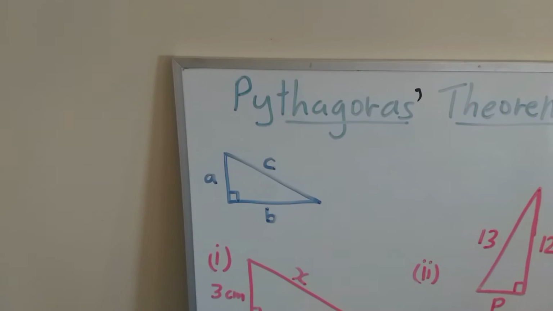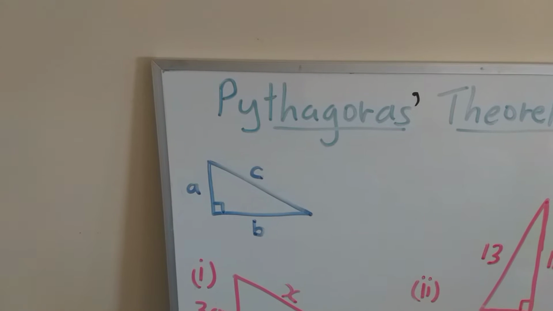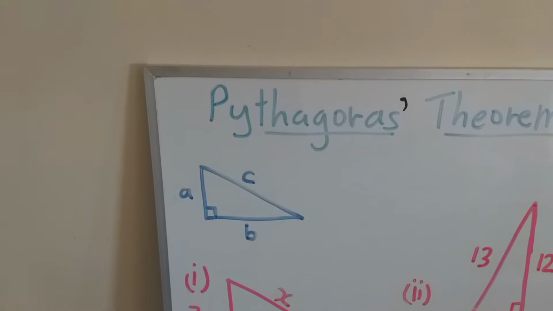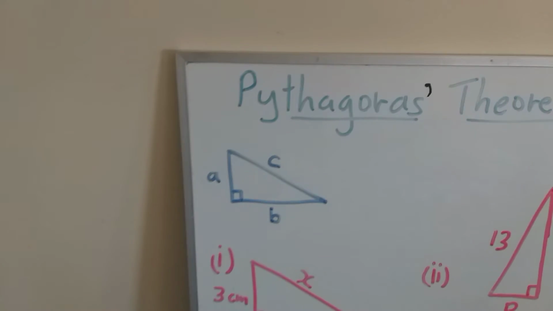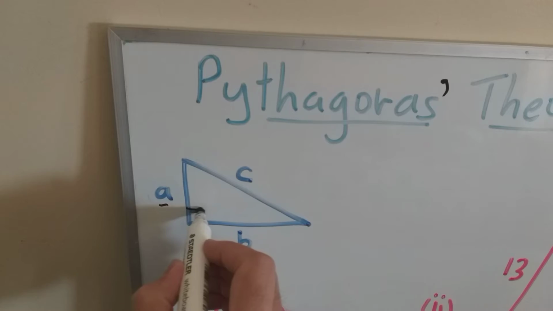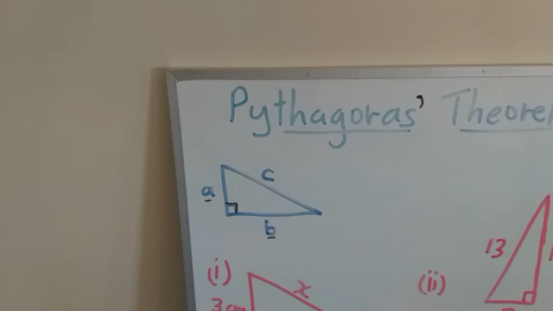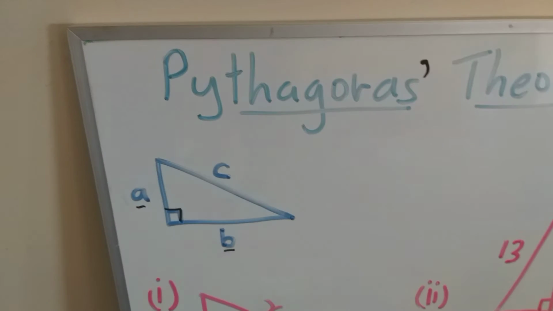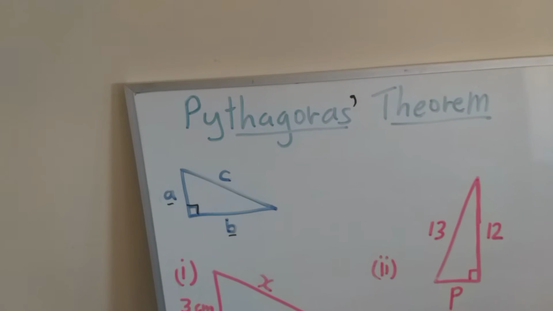So let's look at the rule. If there's a right angle triangle, let's label the sides as A, B, and C. The sides that meet to form the right angle are A and B. So these are the two sides that join to form the right angle corner. And then the longest side, or the side opposite to the right angle corner, is C. So C is also called the hypotenuse.